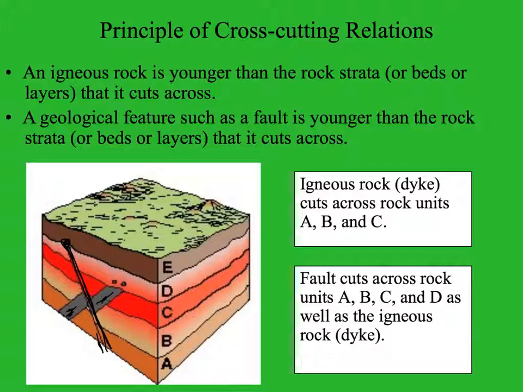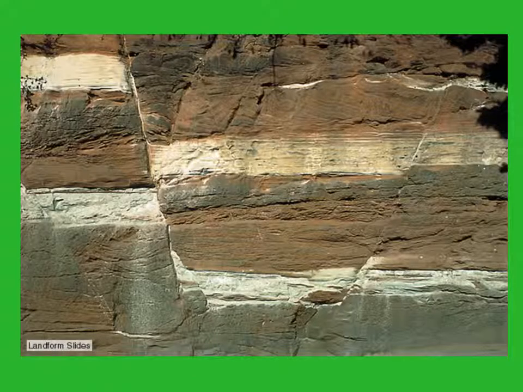So to repeat that, I would go A, B, C, intrusion, D, and then the fault comes up and cuts everything. So it cuts A, it cuts B, it cuts C, it cuts D, and it also cuts the igneous dike. Then you would have layer E placed on top. So that is just an example of me using the principle of cross-cutting relations to interpret the geology of that cross-section.